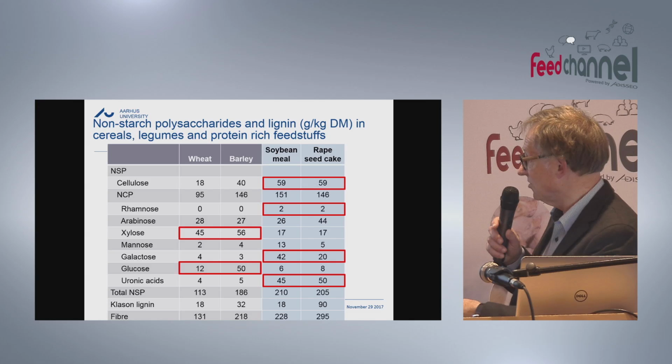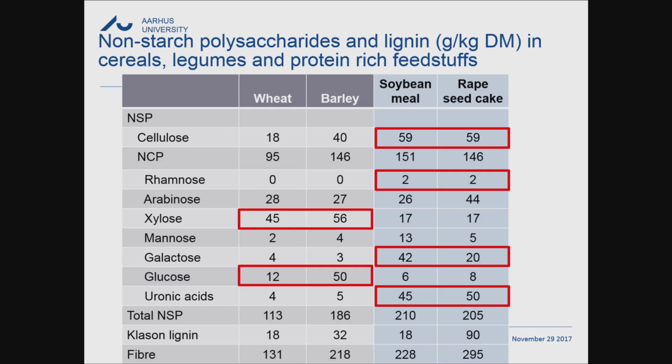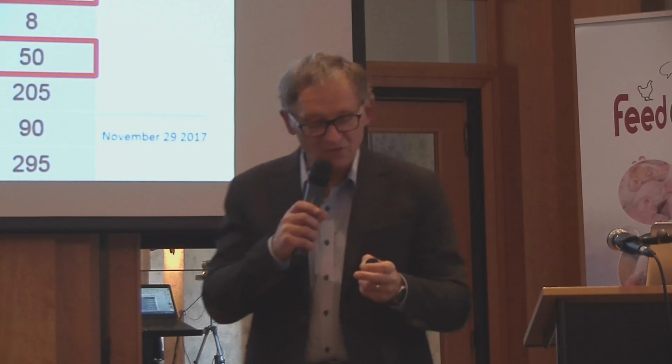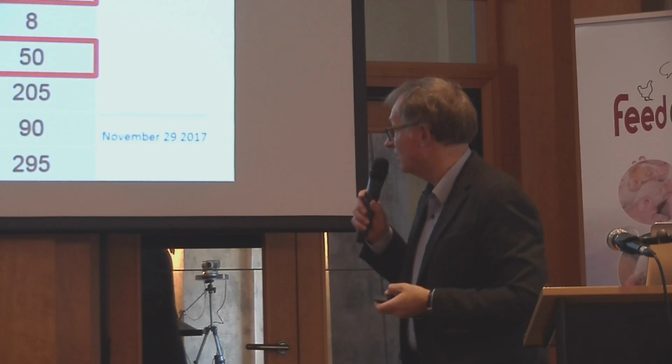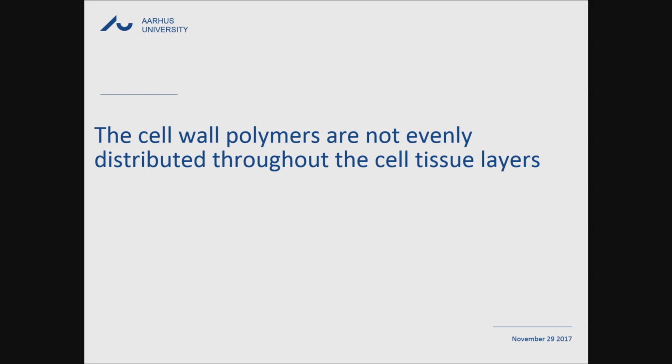What can also be noticed here is that, particularly for the rapeseed cake, the lignin content is very, very high. That is due to the fact that the rapeseed has a very lignified hull layer, which contains very high levels of lignins. This was something about what actually makes up the fibers.